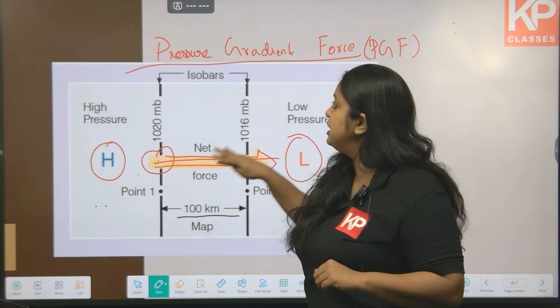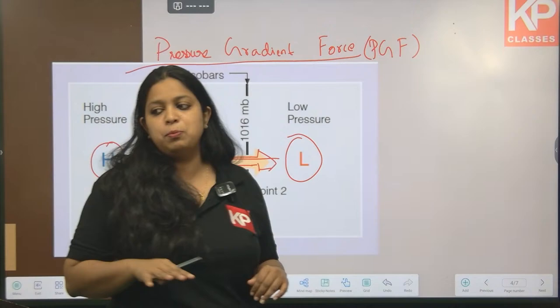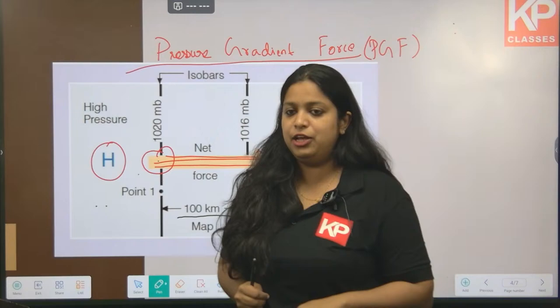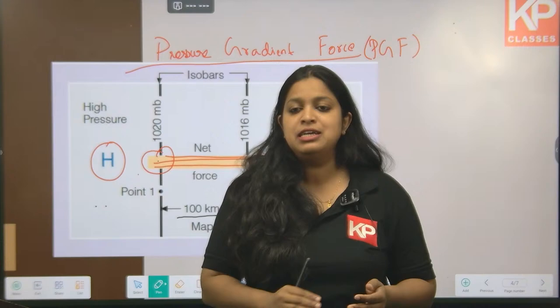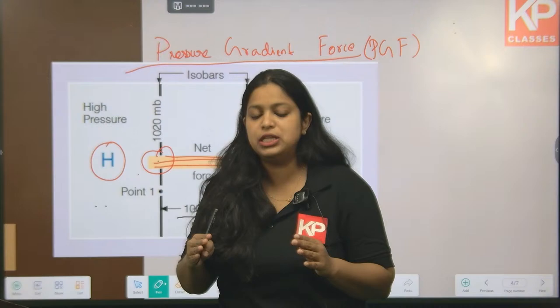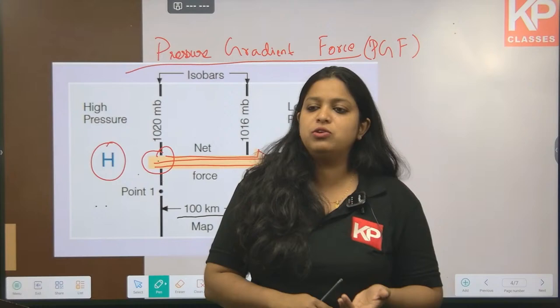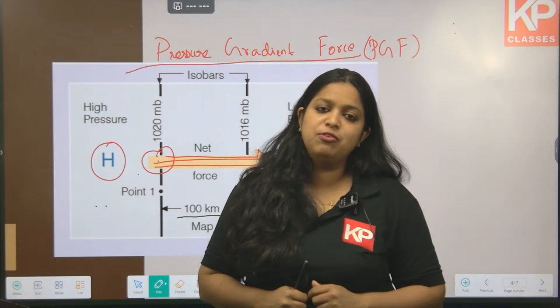So there is a strong pressure gradient force between these two areas shown in the weather chart, and hence there should be high winds. Isobars closely spaced on a weather chart indicate a strong wind condition. If the space between the isobars is wide, the wind over that particular area is very weak. Light wind will be there. Pressure gradient forces will also be weak. The pressure gradient itself is weak if the isobars are widely spaced.